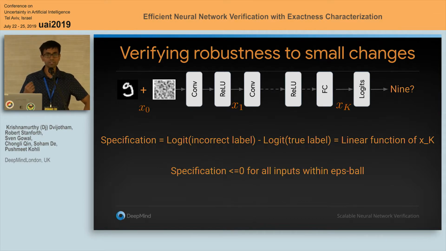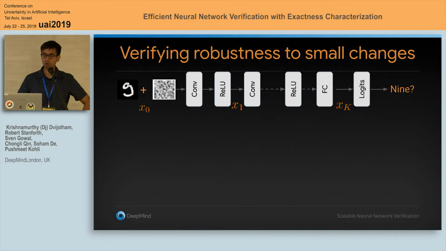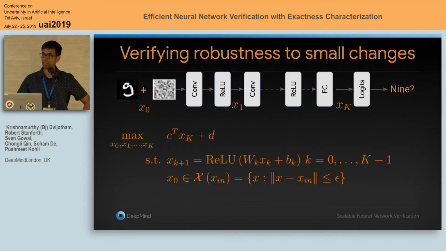And we're going to require that the specification should be bounded above by 0 for all inputs within the epsilon ball, which means that the true label will always score higher than any of the incorrect labels for all perturbations of the input within this epsilon ball.